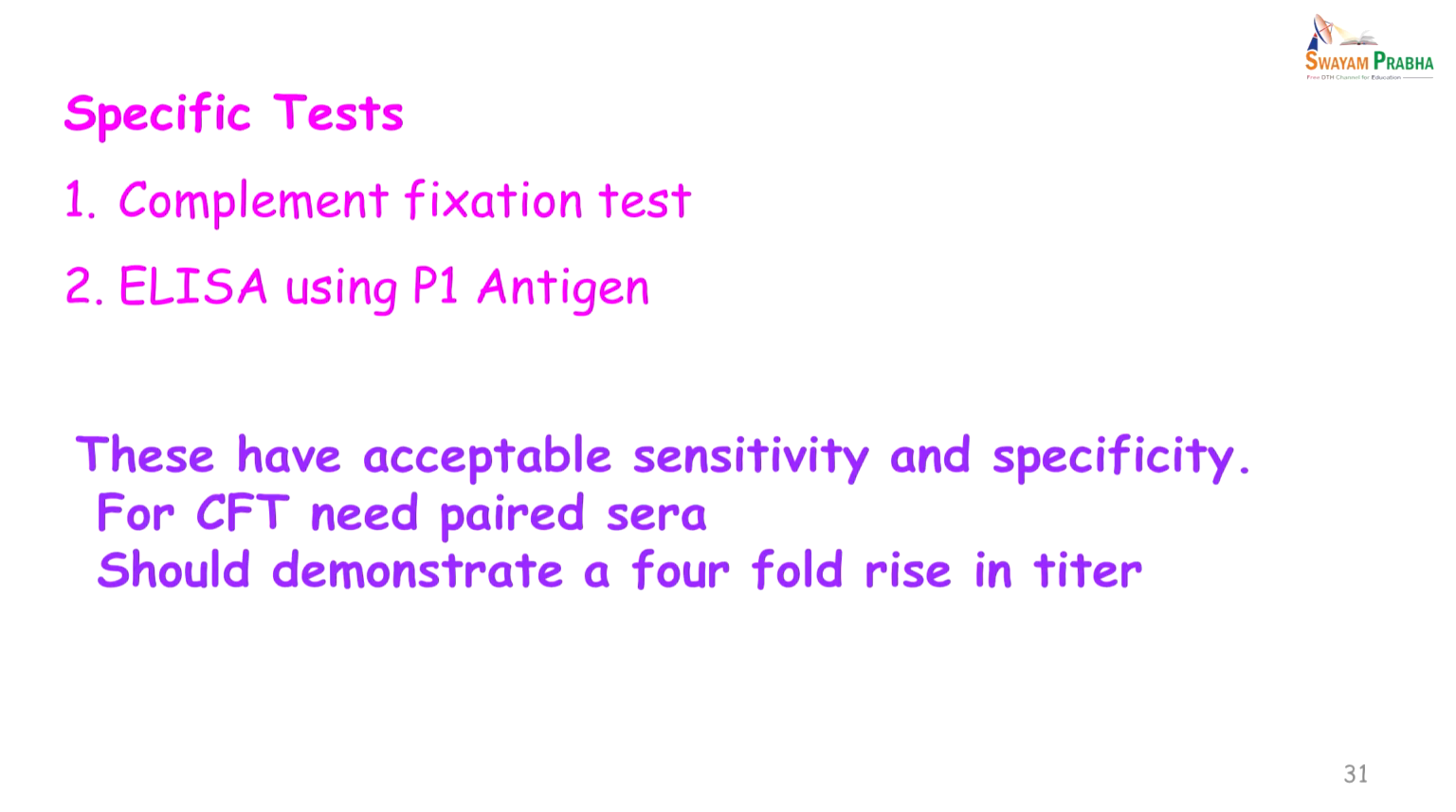One serum is collected during the acute phase of the illness, and the second one is collected 10 to 14 days later, the convalescent serum of the same patient. In these two samples, you must demonstrate a 4-fold rise in titer. The ELISA using P1 antigen is more specific and has now replaced the tedious complement fixation tests.